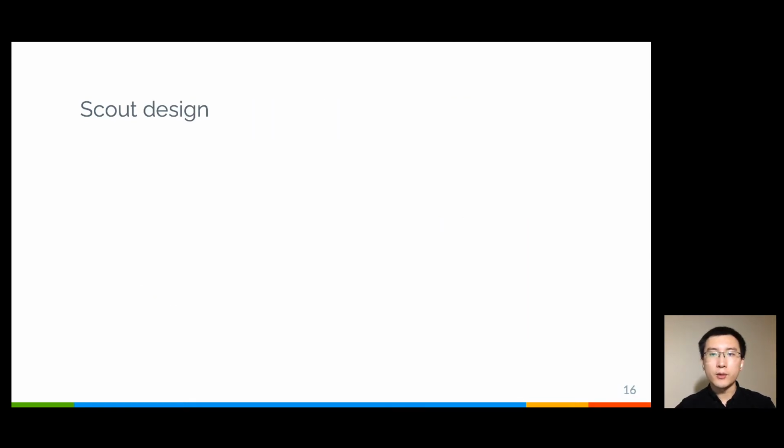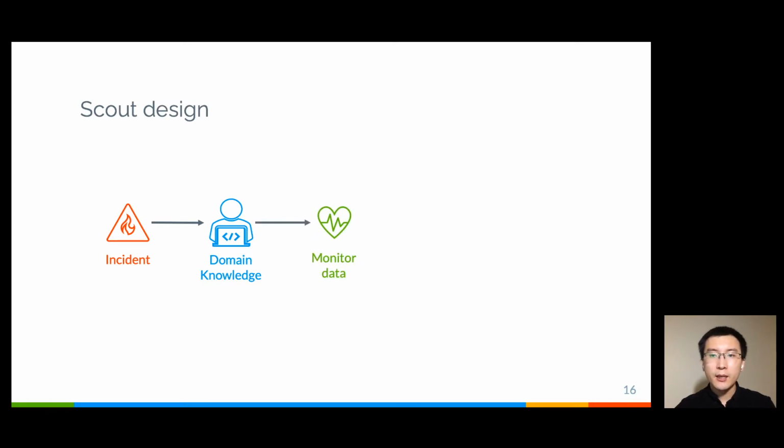Here is our proposed high-level structure of a Scout. Given the incident, the Scout uses the domain knowledge of the engineers to collect information such as the monitoring data. Next, the Scout uses a computation engine to analyze this domain-specific information and returns a classification result. In this paper, we show how to build a Scout for the physical networking team, one of the teams that is most affected by misroutings.